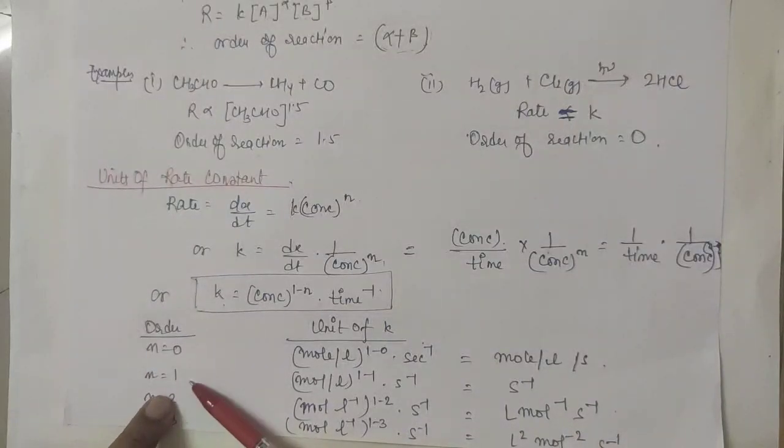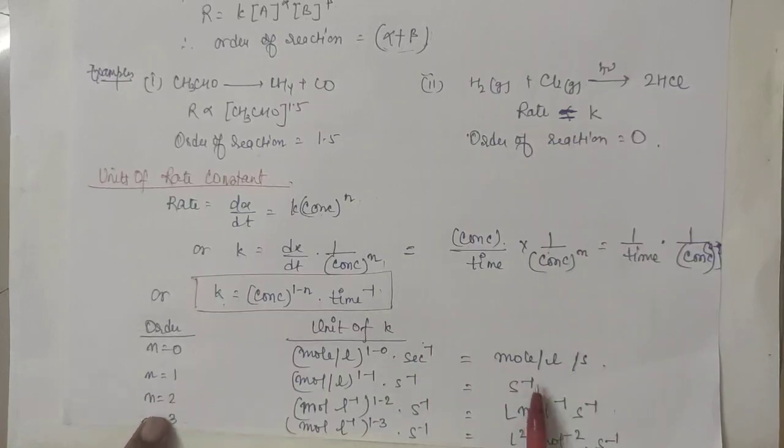For first order reaction, put n equal to 1. So mole per liter to the power 1 minus 1. It will become mole per liter to the power 0, that is equal to 1. That means only second inverse. The unit of K for first order reaction will be second inverse only.